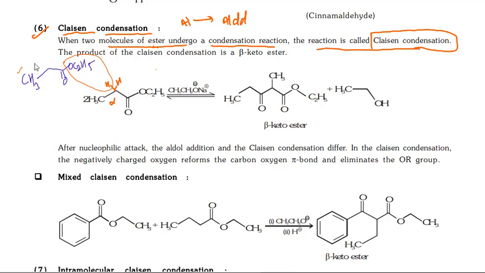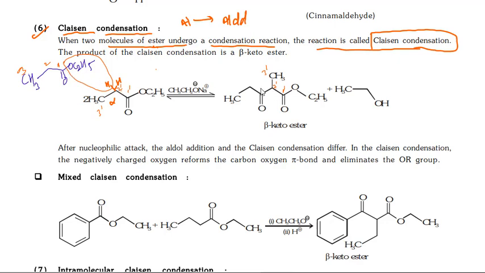To avoid confusion, I am giving numbering 1, 2, 3. This one also I am numbering 1 dash, 2 dash, 3 dash. See, this is the 1 dash carbon, this is the 2 dash carbon, and this is the 3 dash carbon. See, the 2 dash carbon is connected with 1.